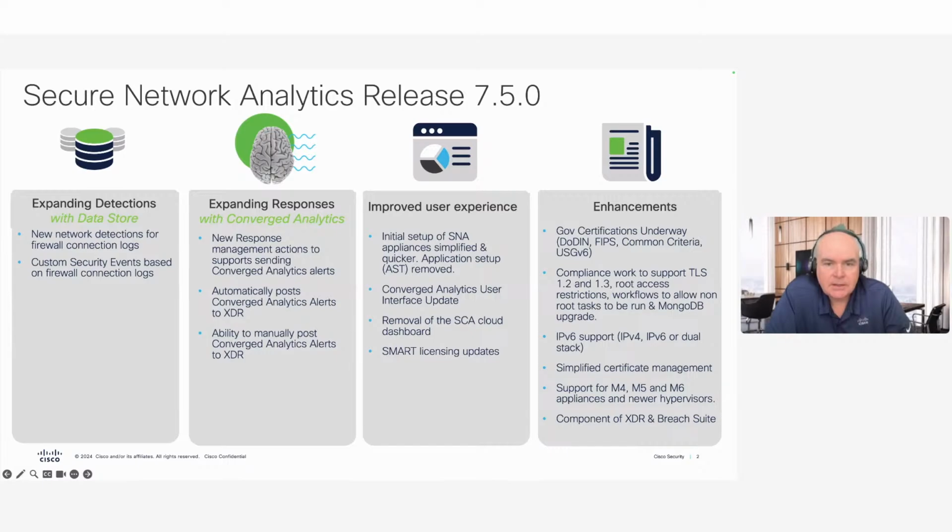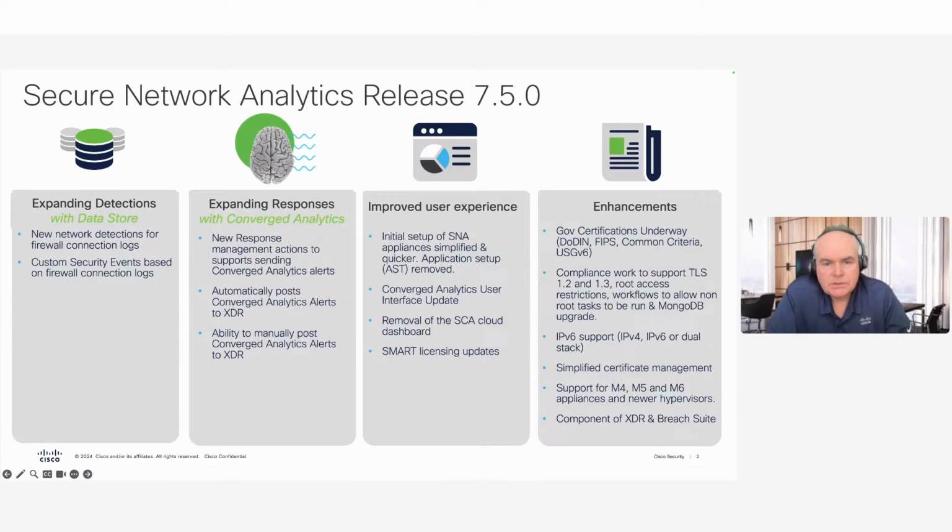We'll see the Converge Analytics user interface. We've updated how that looks. You'll see that. We've also removed the old SCA, or Stealthwatch Cloud Analytics, dashboard. You'll know in previous versions that in the main dashboard drop-down, there was an option to tie your SCA portal to your on-premise SNA. That is now gone for obvious reasons, that SCA doesn't really exist anymore. That's part of XDR, or XDR Analytics, and that's how you would access it there.